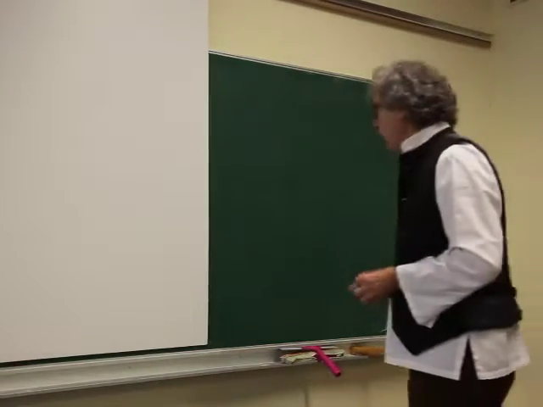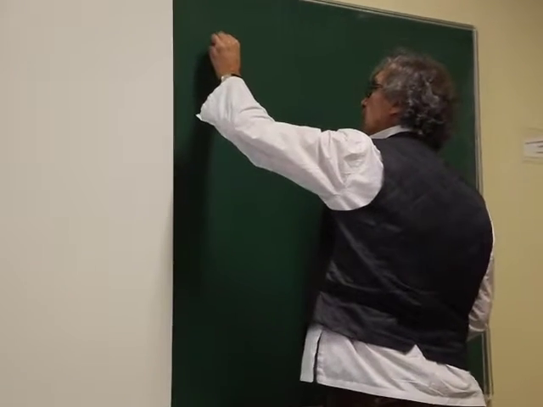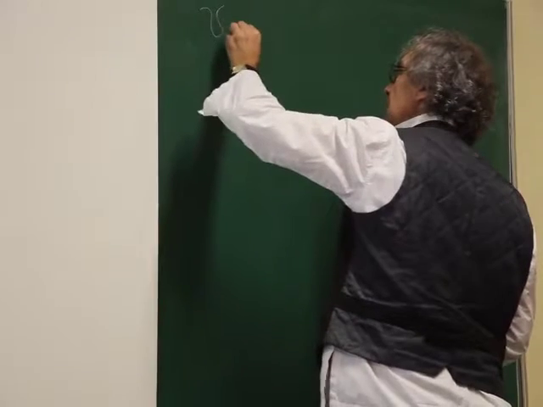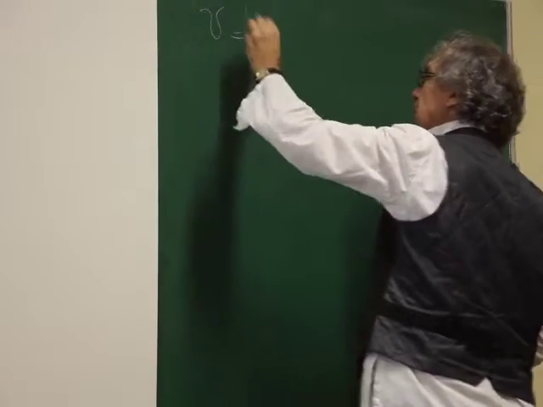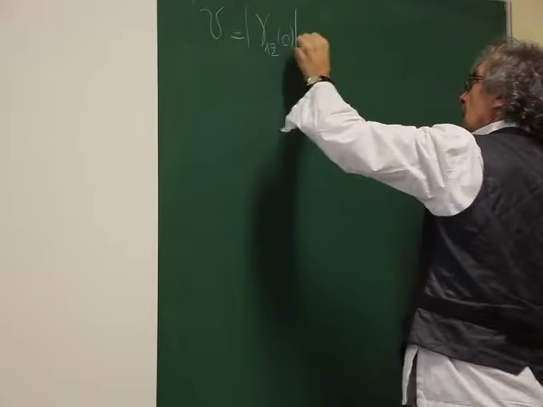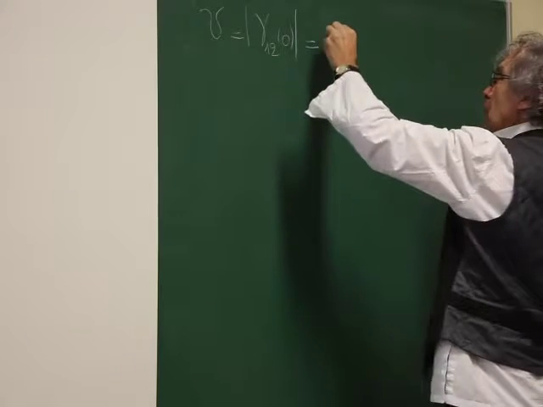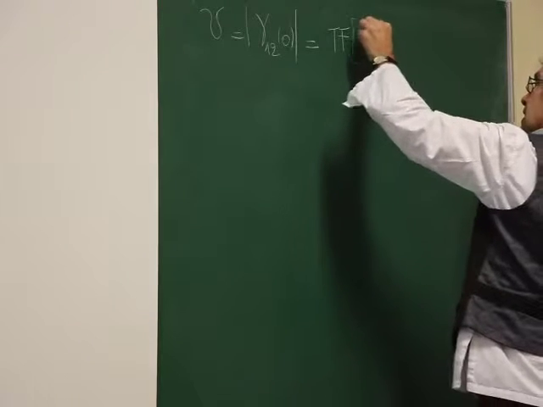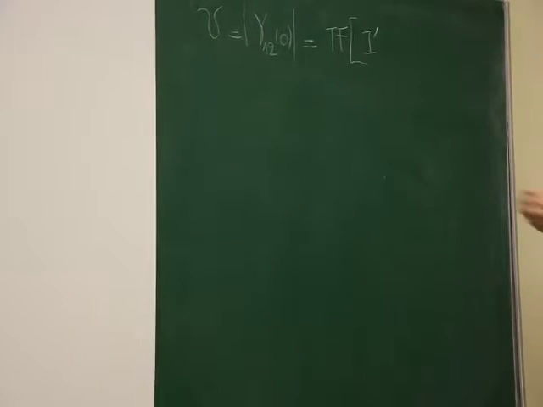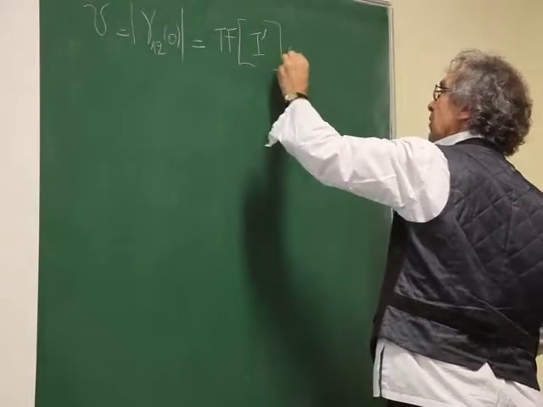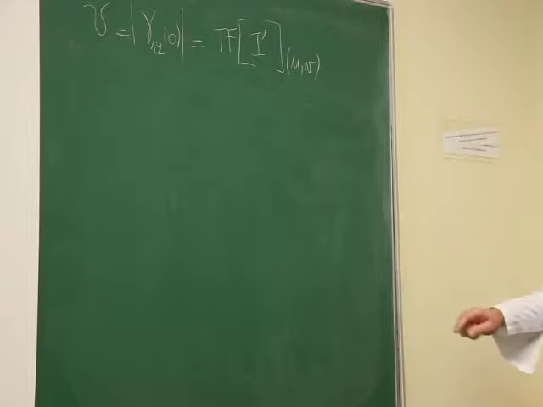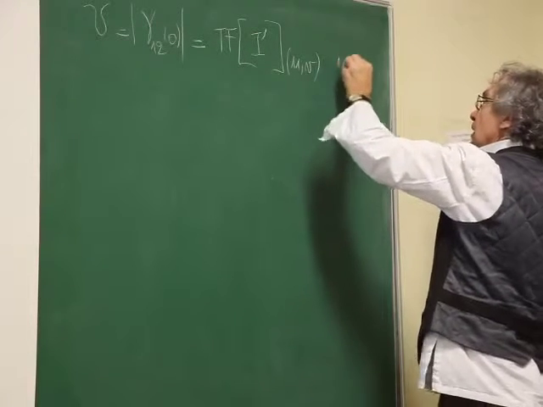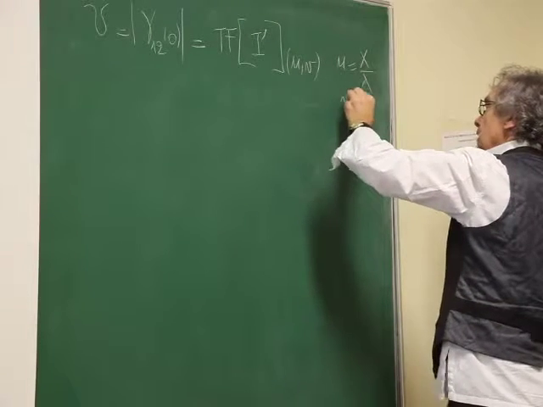But now, look, the problem I would like you to solve now. So everybody should try to solve that problem. Well, we found that the visibility of the fringes is equal to the module of the complex degree of mutual coherence, which is equal to, you remember, the Fourier transform of the normalized intensity at the surface of the source. And so here I can say it is a function of the frequency u, v, where u is equal to x over lambda, v is equal to y over lambda.